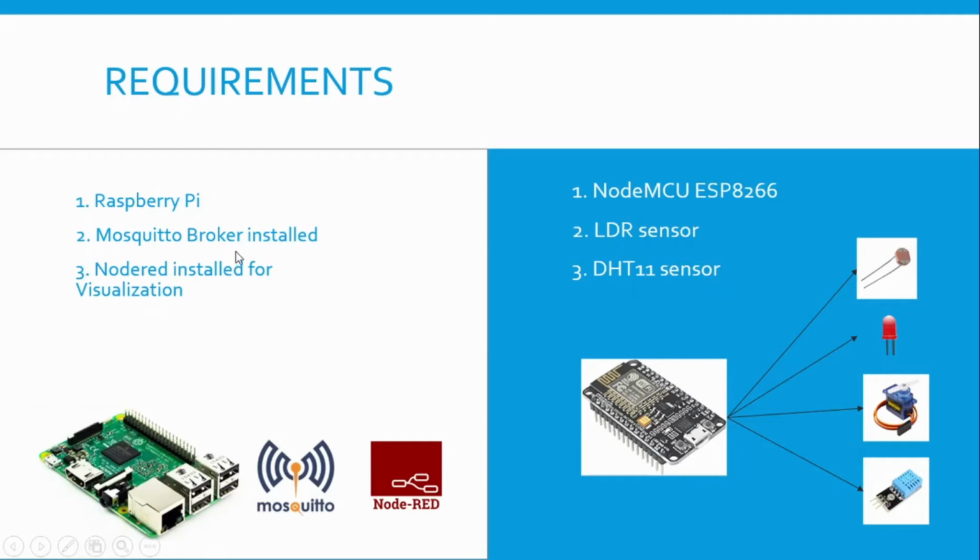The requirements of this project are a Raspberry Pi, the Mosquitto MQTT broker, and Node-RED. These two pieces of software need to be installed on a Raspberry Pi, but it is not compulsory to use a Raspberry Pi. You can also use your computer for the same purpose. For the sensor part, you must have an ESP8266 or any other Wi-Fi module. The sensors I am using here are an LDR resistor, a DHT11 temperature sensor, and a servo motor.